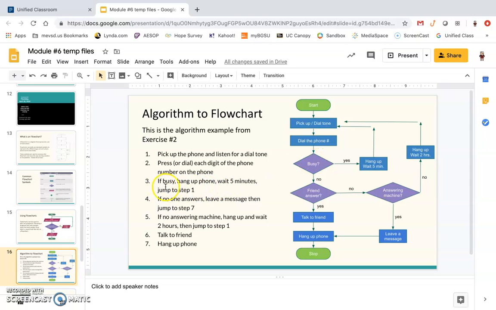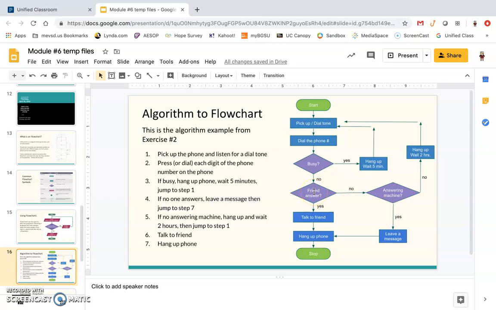Now here it says if busy, hang up phone, wait 5 minutes, jump to step 1. Okay, so here we have a decision to make. Is it busy? Yes. If it is busy, then the arrow comes here, hang up, wait 5 minutes, and go back to this step. If it's not busy, we come down here, which is our next question. If no one answers, leave a message and jump to step 7. So, did your friend answer? No, they did not. Is there an answering machine? No, there is not. Hang up, wait 2 hours, and you're back here.